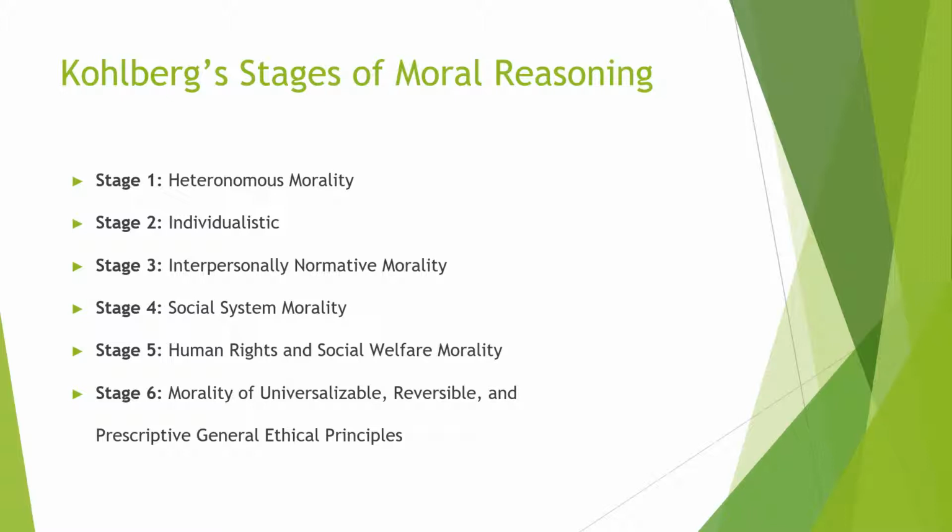So now we get to stage 6, which I find quite interesting. This is morality of universalizable, reversible, and prospective general ethical principles. This stage was actually proven unsuccessful by Kohlberg, even though it was an important stage to bring his development theory to a logical conclusion. And he received a lot of criticism for this.